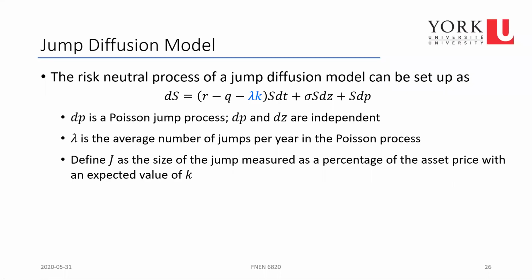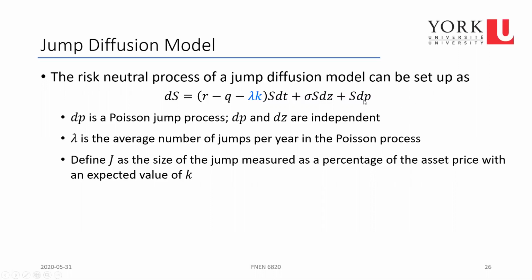Now let's take a look at the jump diffusion model. The jump diffusion model actually has two random movements here. One random movement is related to this dz, which is the Wiener process or the Brownian motion, and the other one's related to this Poisson process. Now, here the change is actually continuous, but for the Poisson jump, it is actually discrete.